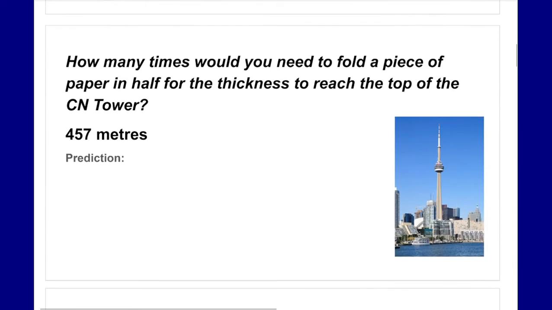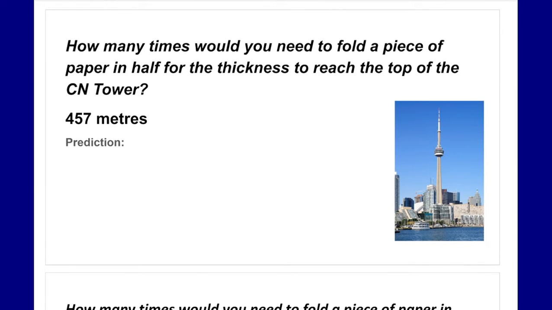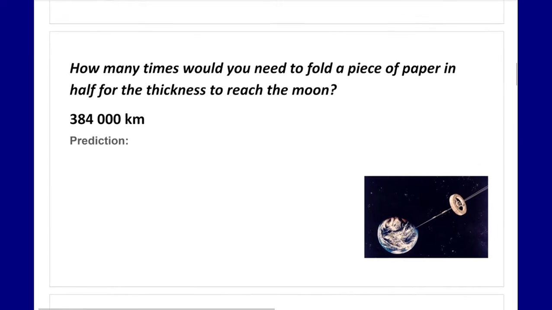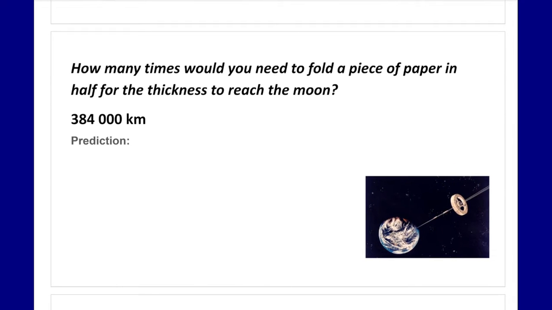Next, another prediction. How many times would you need to fold a piece of paper in half for the thickness to reach the top of the CN Tower, assuming that it's 457 meters? And finally, how many times would you need to fold a piece of paper in half for the thickness to reach the moon? The moon being 384,000 kilometers. Again, come up with a prediction.